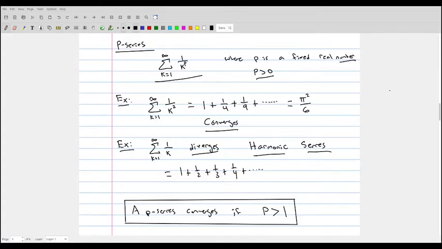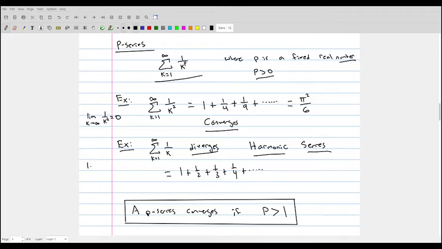This p-series is also a very good example of the nth term test, and of showing how just because the terms in a series are going to 0, that doesn't necessarily mean that the series converges. In this first example, the limit of the terms in this series as k goes to infinity of 1 over k squared is equal to 0. So the terms are going to 0 and the series converges.